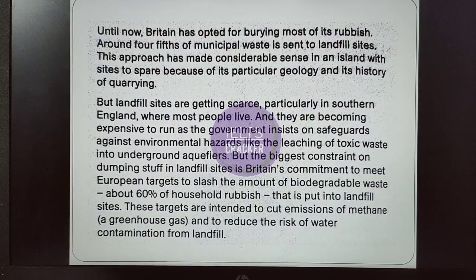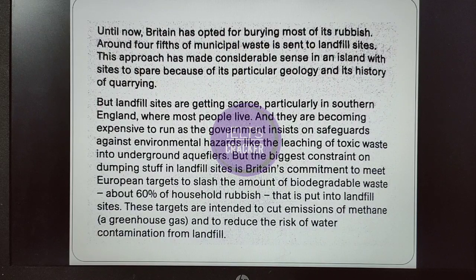Moving on to the second para. But landfill sites are getting scarce, particularly in southern England where most people live, and they are becoming expensive to run as the government insists on safeguards against environmental hazards like the leaching of toxic waste into underground aquifers. But the biggest constraint on dumping stuff in landfill sites is Britain's commitment to meet European targets to slash the amount of biodegradable waste, about 60% of household rubbish, that is put into landfill sites.